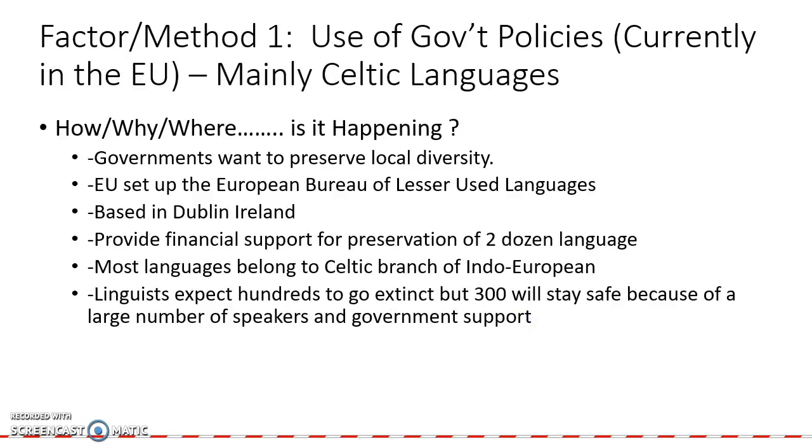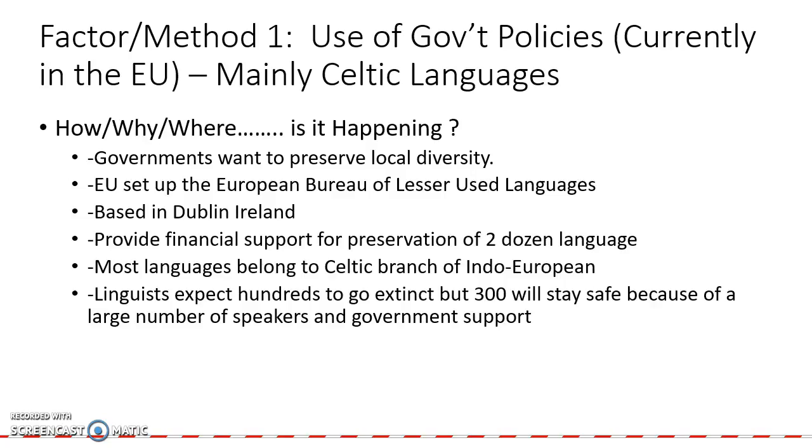So when we look at this factor method 1 in terms of how and who and where groups are trying to preserve or revive their minority languages, one way they're doing that is the use of government policies. It makes sense if you were trying to revive a language that you would try to use your government and all the government resources and laws and policies in order to do so. Currently, they're doing this in the European Union, mainly to revive those original Celtic languages. Remember, the Celtic groups were the original occupants of England prior to the Germanic tribes invading.